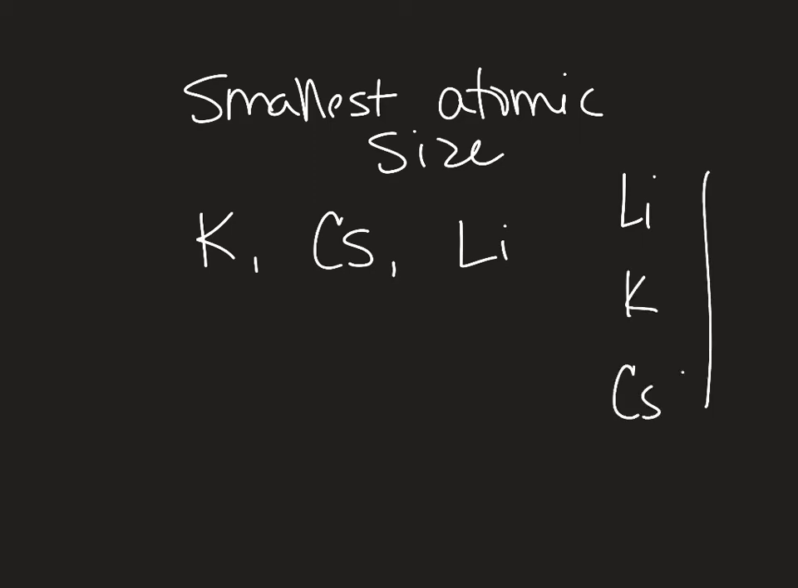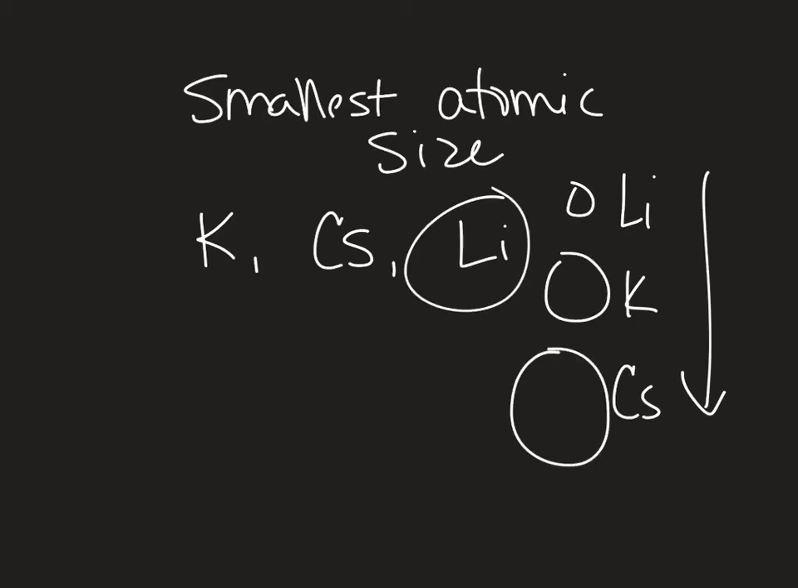So remember, as I go down a group, those atoms get bigger. So if this is lithium, this is potassium, and this would be cesium. Well, which one of those is the smallest? The winner there would be lithium. Lithium is the smallest atom of those 3.